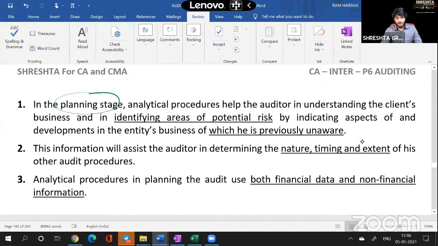Especially at the time of planning, it will help me identify areas of potential risk, where huge variation means the risk is high. So in planning, it will help me to identify potential risk. That's why I do analytical procedure at the time of risk assessment itself, to plan my audit in a more scientific way.